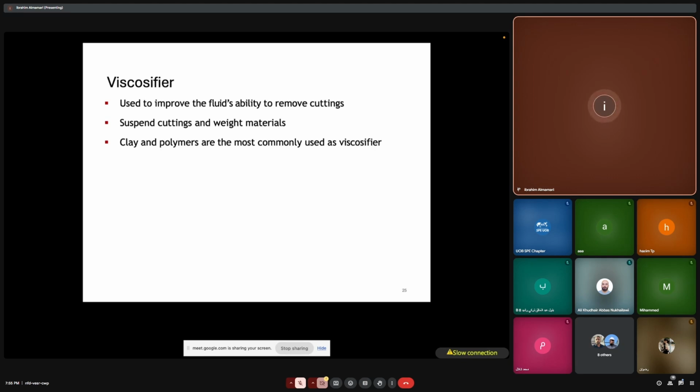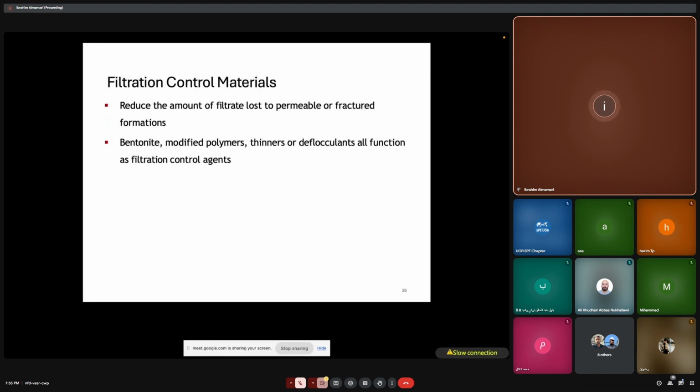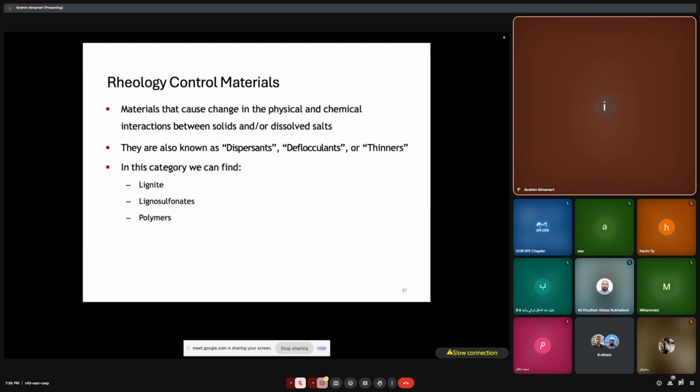it's clay like bentonite or a polymer used as a viscosifier, and very simple. When you use it in water, it increases the viscosity of the fluids. You have filtration material that reduces the filtrate. You have rheology control. It's very similar to the viscosifiers, and if you want dispersion, they're called thinners, but it's expensive material, so they are used only in deep wells.